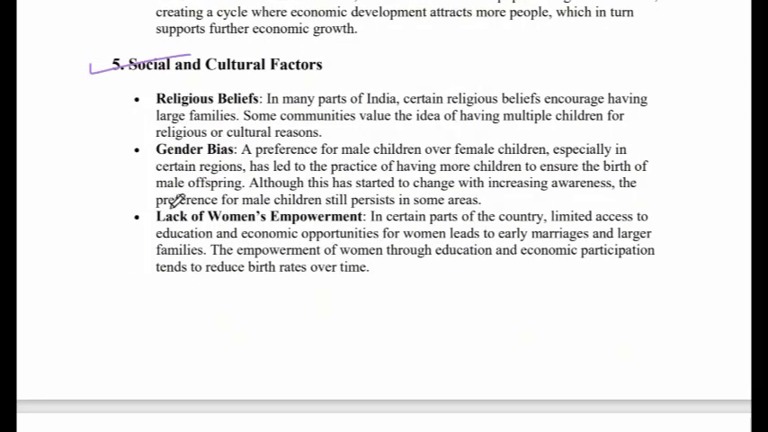Social and cultural factors. Religious beliefs. In many parts of India and many other countries also, there are a lot of religious beliefs which encourage large families. Some communities value the idea of having multiple children for religious or cultural reasons.